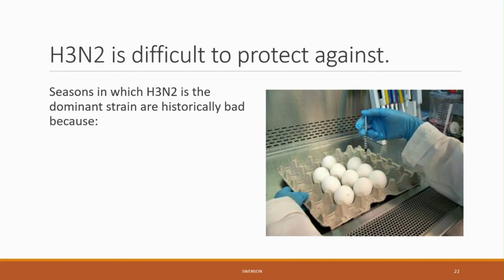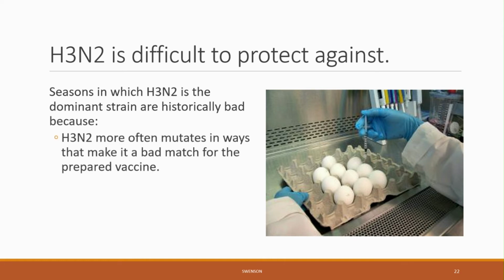So, seasons in which H3N2 is the dominant strain are historically bad because H3N2 often mutates in ways that make it a bad match for the prepared vaccine. The next reason is that flu viruses are studied and grown in labs by cultivation in chicken eggs, believe it or not. And H3N2 is more vulnerable to egg adapted mutational changes and the inevitable mutations that occur when viruses are grown in chicken eggs.